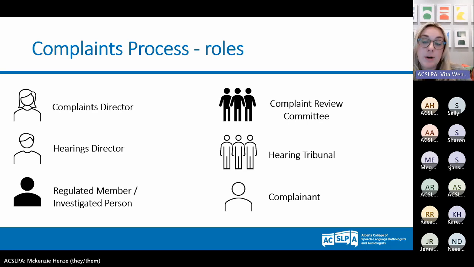Next, of course, we talked about hearing tribunal as an important decision maker. So tribunals would be 50% practitioners, SLPs or audiologists, and 50% members of the public appointed by the provincial government. And finally, there is the complainant, who is an important person in the process in the sense that they make the complaint, they bring the complaint forward to the college, and there are certain rights afforded to them throughout the process as well, similar to a regulated member, where appropriate, but they are enshrined and defined in the Health Professions Act. Next slide, please.